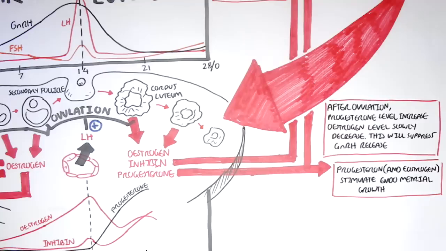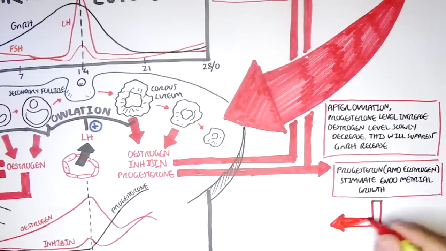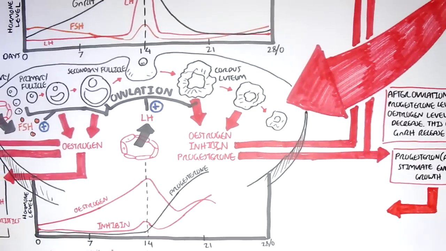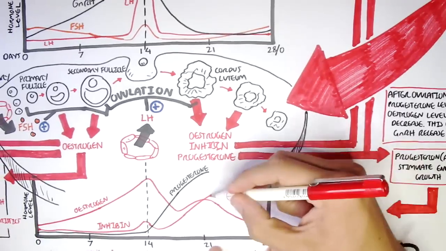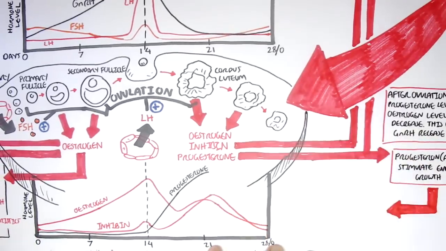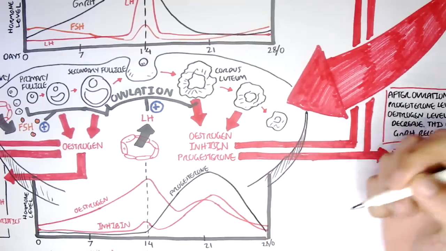And of course, all good things have to come to an end. The corpus luteum in the ovary will degenerate, allowing a new set of follicles to mature. So as the corpus luteum degenerates, all these hormones that were produced by the corpus luteum, the estrogen, inhibin, and progesterone, they will decrease like so.